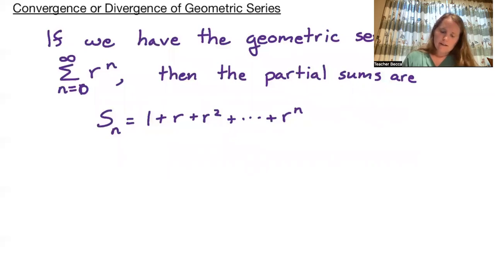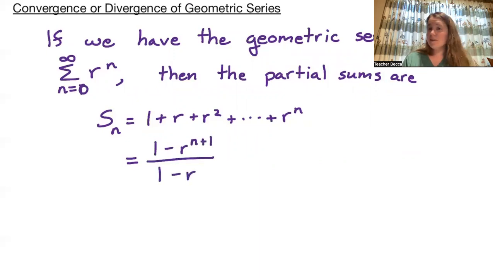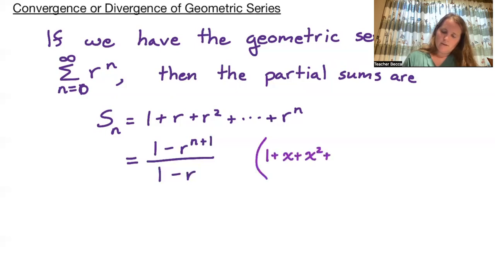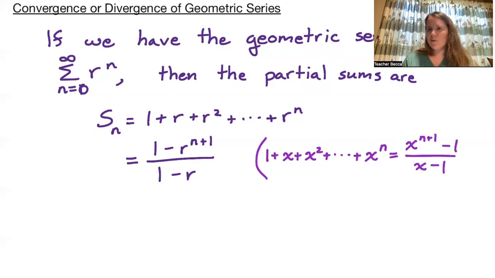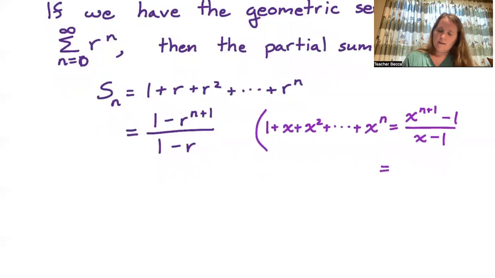So this series is the same thing as 1 minus r to the n plus 1 over 1 minus r, using the same logic as previously. So we had 1 plus x plus x squared plus all the way up through x to the n is the same thing as x to the n plus 1 minus 1 divided by x minus 1. But then if we flip the order of both, this is the same thing as 1 minus x to the n plus 1 over 1 minus x.